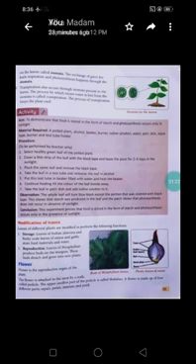Flowers are attached to the stem by the stalk called pedicel. The upper swollen part of the pedicel is called the thalamus. A flower is made up of 4 different parts, that is sepal, petal, stamen and pistil. So these are the main parts of the flower.